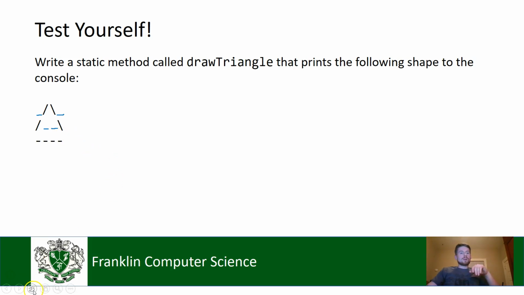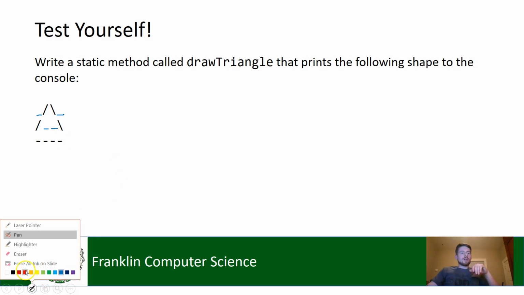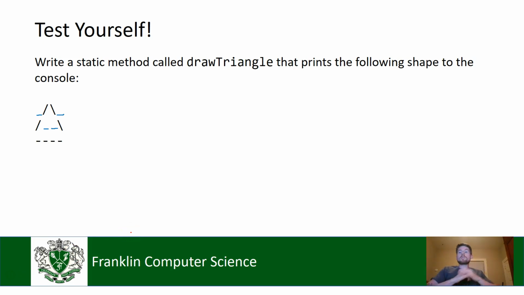Okay, so go ahead and pause the video now. You can write this in the same class of 2 boxes that you're working in. Just add underneath the drawBox method something called drawTriangle that prints this to the console. Okay, go ahead and pause the video, attempt this, and then resume when you think you have a solution.